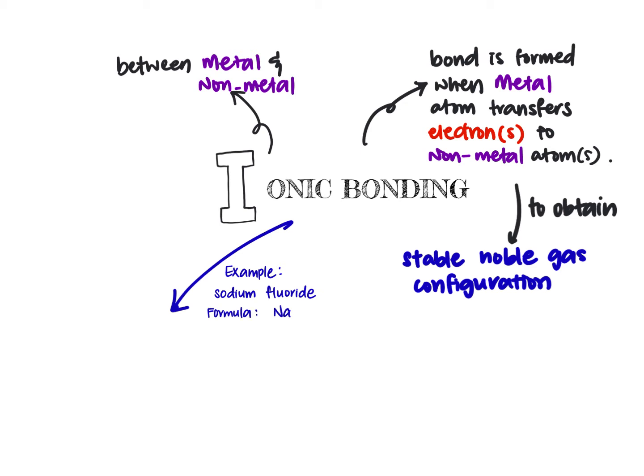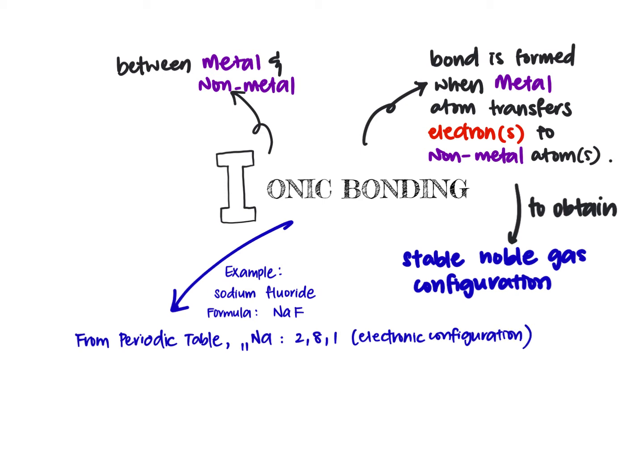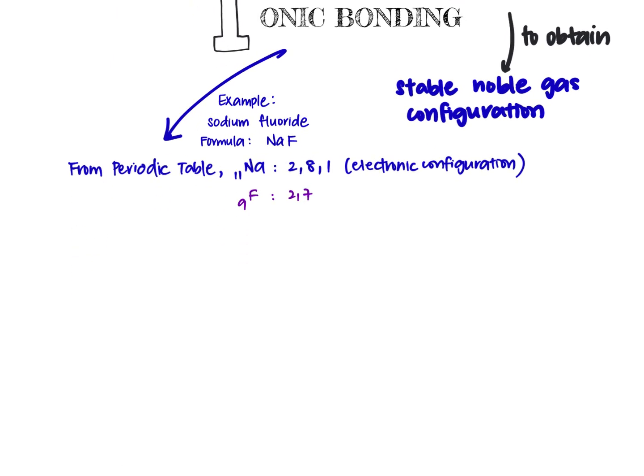So I'm going to give you an example. Sodium fluoride that has a formula of NaF. For any of the drawings of dot and cross diagram, refer to the periodic table and check the proton number. The proton number of 11 from sodium will give you a configuration of 2,8,1, and fluorine has 9, which will give you 2,7.